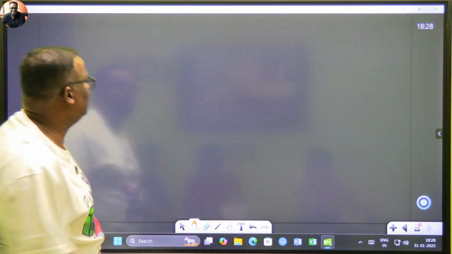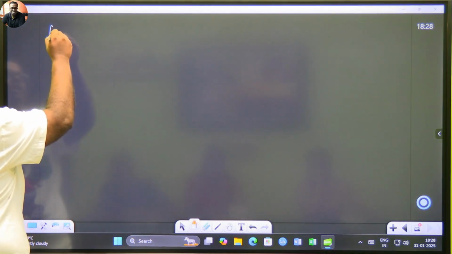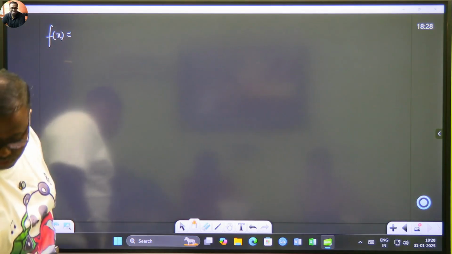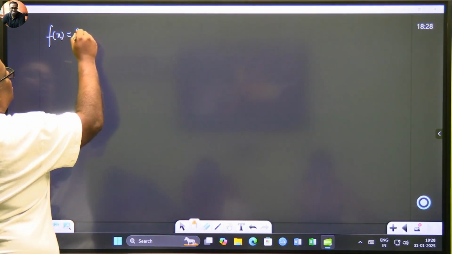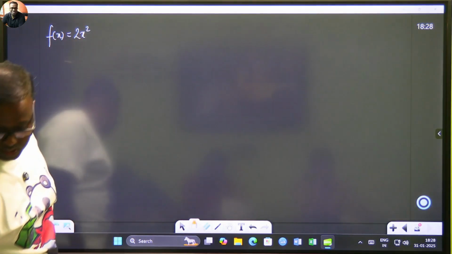Yeah, they're not getting composite. Okay. Find the inverse. Okay, we'll take an interesting composite. f of x is equal to 2x square. f of x is 2x square.